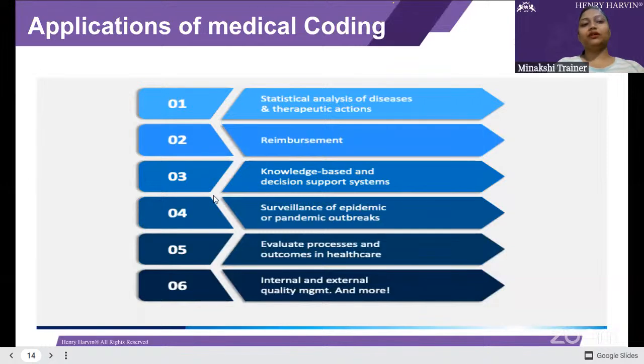Next we'll be talking about where the three types of coding will be applicable. The application is mostly in the reimbursement process.